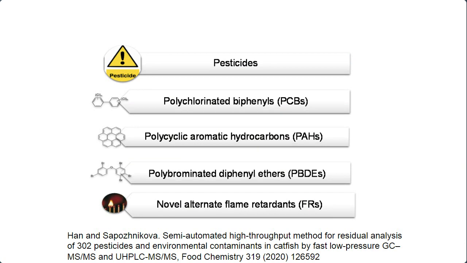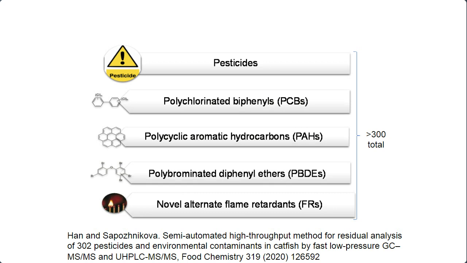pesticides, polychlorinated biphenyls, PCBs, polycyclic aromatic hydrocarbons, PAHs, and flame retardants, polybrominated diphenyl ethers, most of which have been banned now. So other flame retardants were introduced, which are called novel alternative flame retardants. So overall, we can analyze over 300 contaminants from one sample using one extraction technique. And at the bottom of the slide, you can see our latest publication if you would like to take a look.